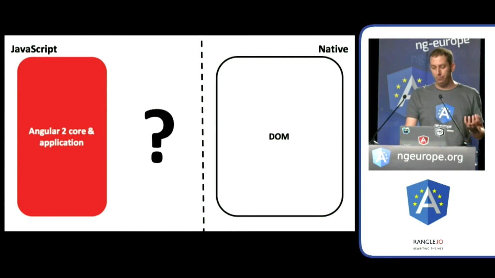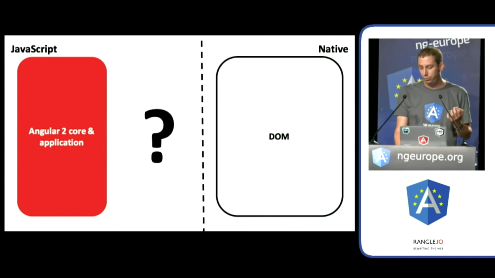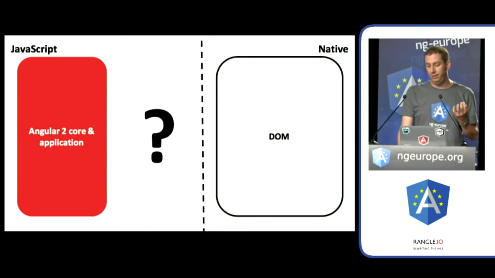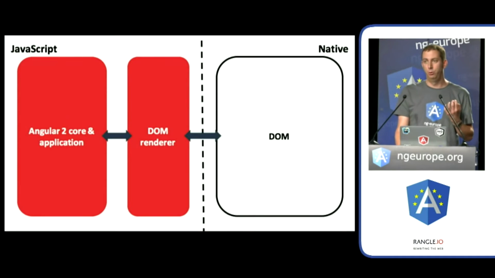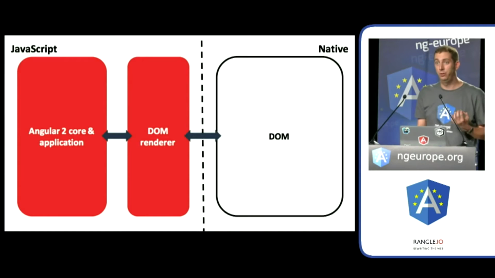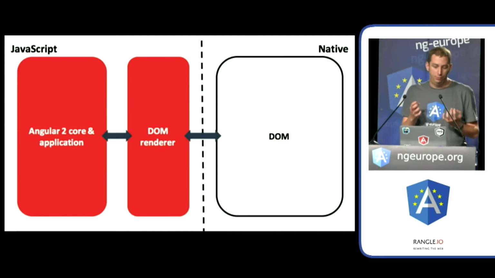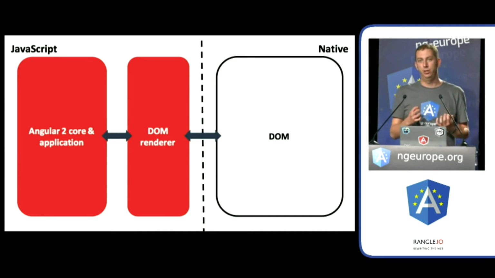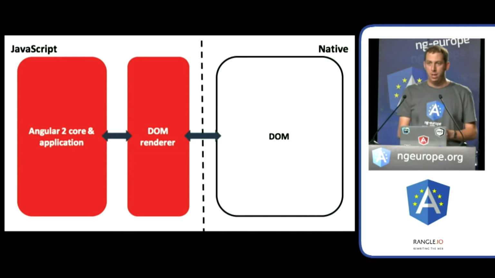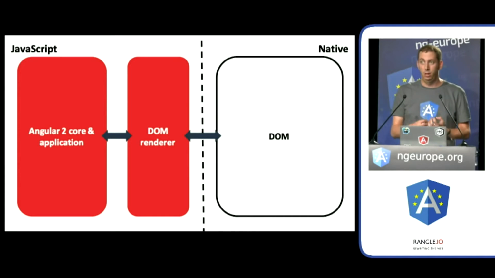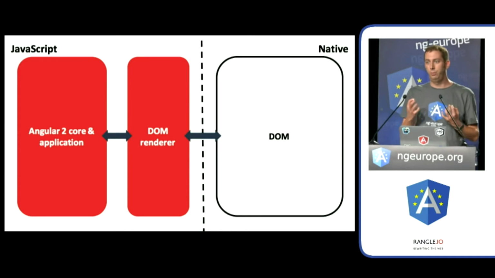Basically, the application doesn't touch the DOM directly. Everything is delegated to something in the middle, which is a renderer. In that case, it's a DOM renderer. This is the part of your application which is going to manipulate the DOM. Which means that your application, your components, your directives, the change detection, all that, doesn't know at all how it's going to be rendered.